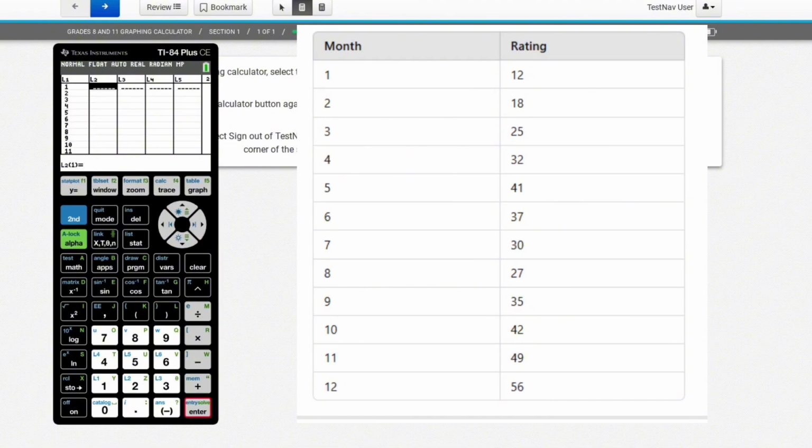Now for L sub 2, that's going to be the rating. So 1 matches up with 12, 2 with 18, 25, 32. If you don't want to listen to me say the numbers, you can just fast forward a little bit.